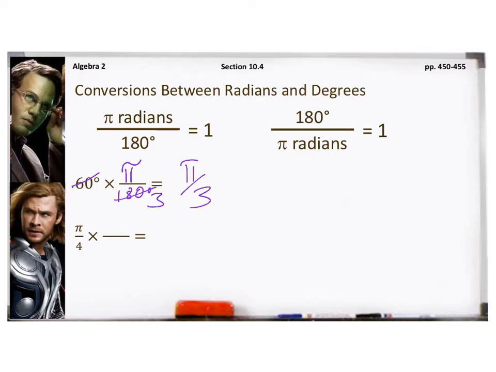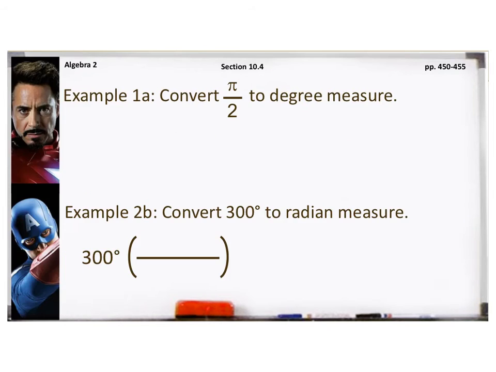Now, the other direction is the same thing. Pi over 4. I want to get rid of the pi's, so I divide out the pi, and I want to gain degrees, so I put the 180 on top. Now, the pi's cross out. 180 divided by 4 is 45 degrees. This is how we convert back and forth between the two.